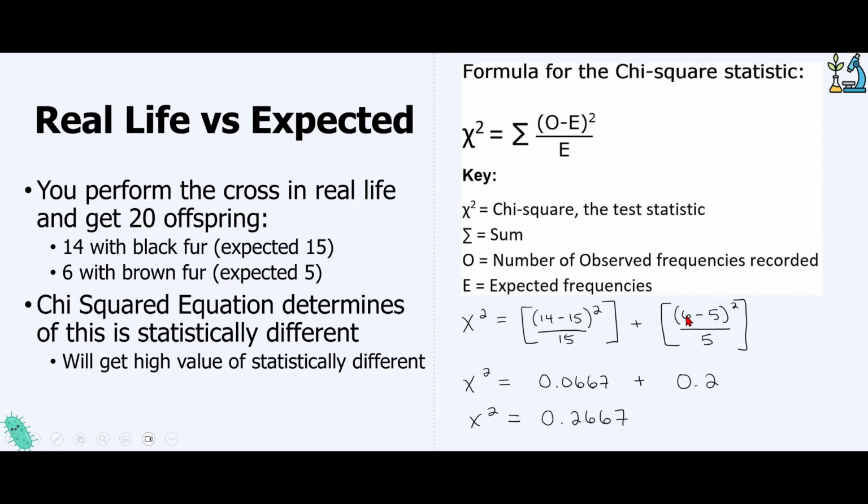So we observed 6 brown fur, even though we expected 5. Square that, and then divide by 5 to get 0.2. And then when you add those two together, you would get 0.2667.